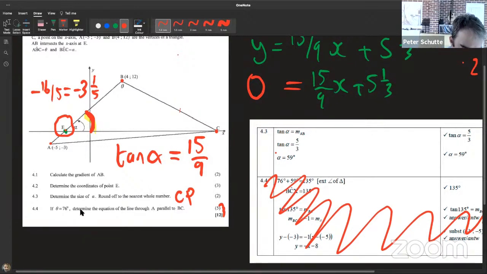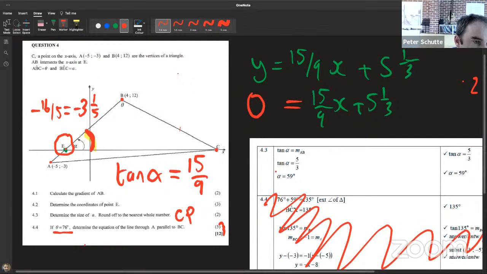Just to show you what this question is asking, it says, if theta is 76 degrees, and theta has actually been referred to earlier in the question. That's why this is a harder question. ABC, oh, there's theta up here. If ABC is 76 degrees, determine the equation of the line through A parallel to BC. So they're asking, can you figure out the equation of that line? And it's related to this line over here.